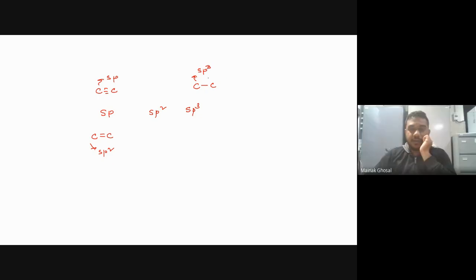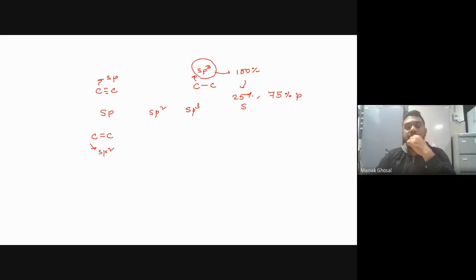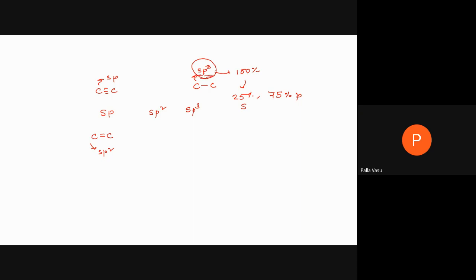Now, suppose 100% is your orbital character and sp3 is contributing: to make this orbital, one s and three p are involved, so 25% character will come from s and 75% character will be of p, 25% by each p orbital.